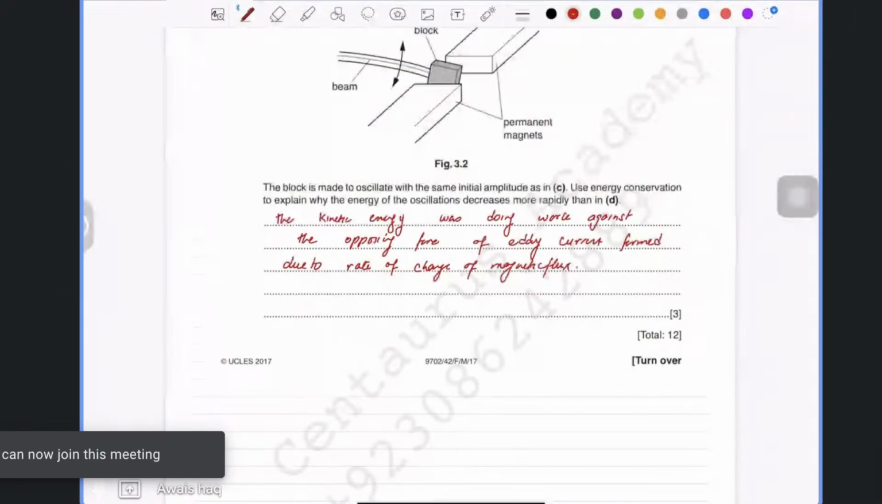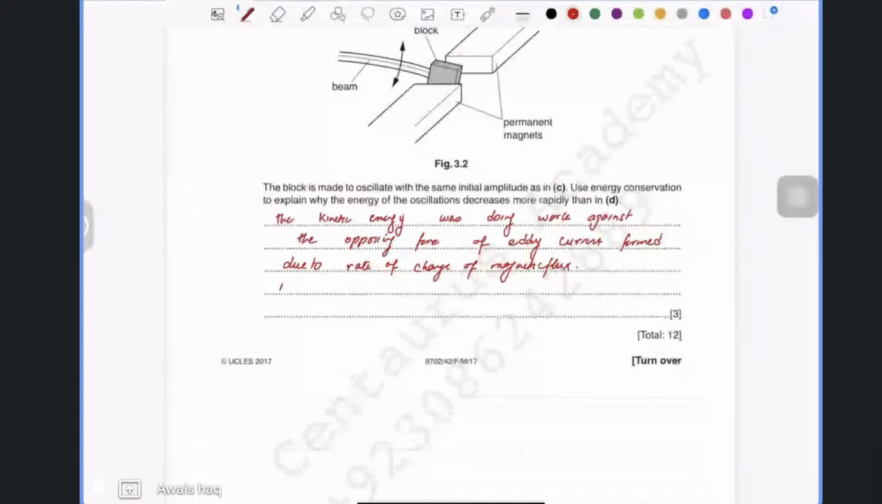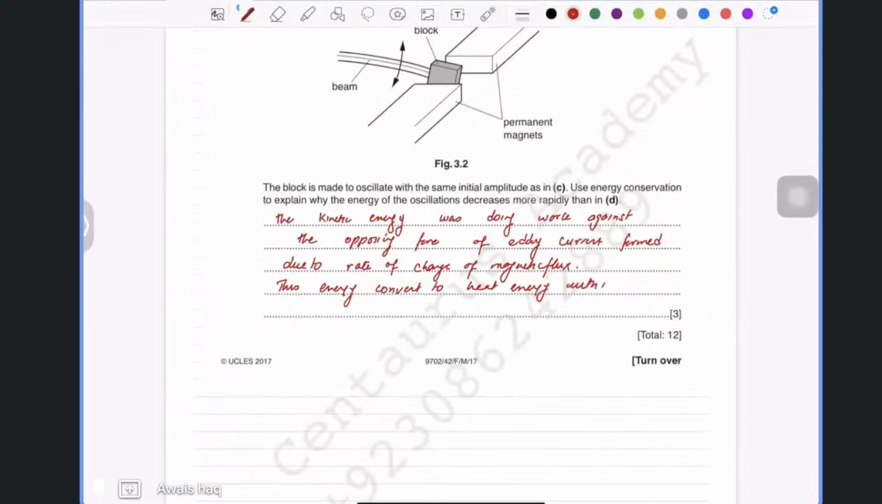and this energy is converted to heat energy within the block. So you guys need to remember that. Okay.